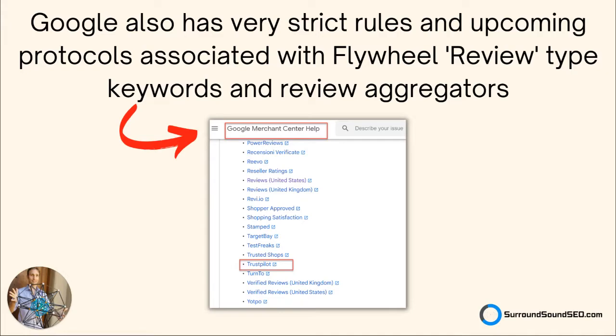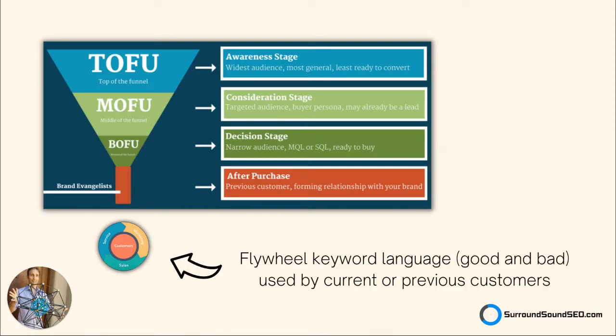Google also has incredibly strict rules and upcoming protocols associated with flywheel review type keywords and especially the platforms and review aggregators, like Trustpilot. And it's really, really hard to get approved by Google to deal with reviews. And remember, organizations like Trustpilot can use fair use clauses to rank for your brand and your brand-review keywords. This gives them a huge advantage, and essentially, I have to be careful how I say this, but they can hold your brand hostage if you haven't actively and proactively taken charge of your rankings and your SEO.